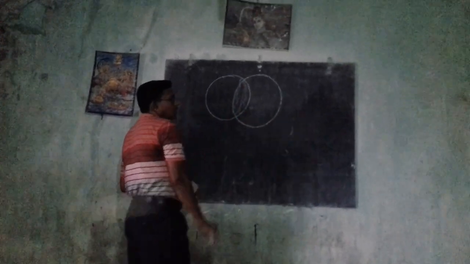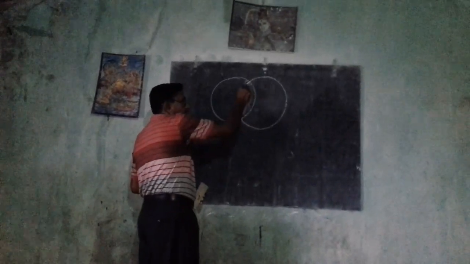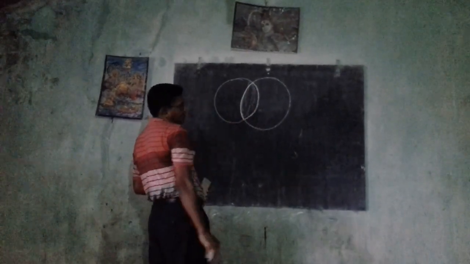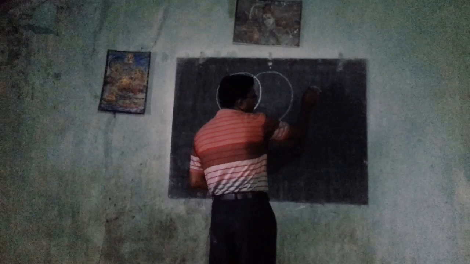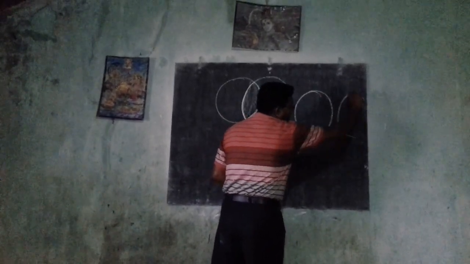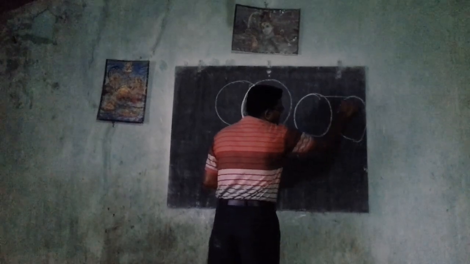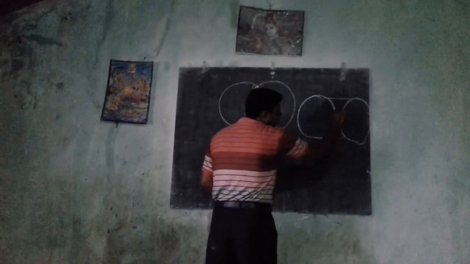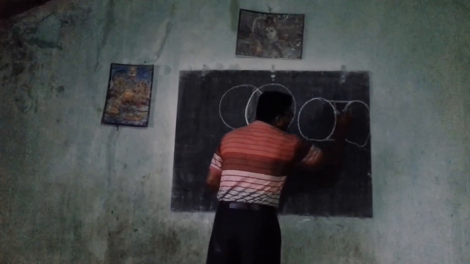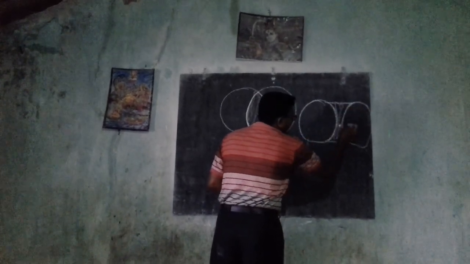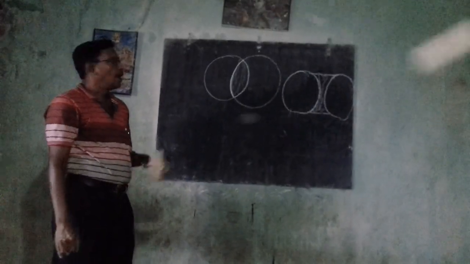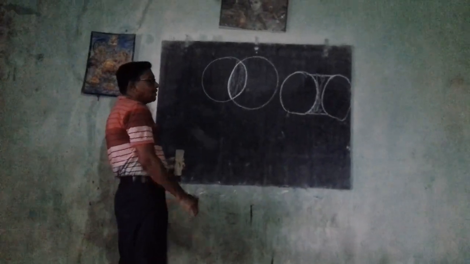This portion is known as our convex lens. And here is another two spheres, one sphere and another sphere. And if we cut this portion, this much portion is known as another lens, the concave lens.